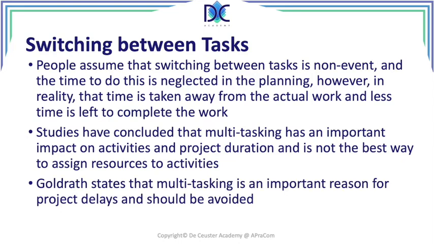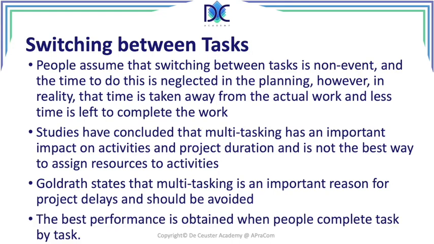Now, Goldratt states that multitasking is an important reason for project delays, and it should be avoided. The best performance of people is obtained when the people complete the activities one by one. They work on one activity, they finish it, then they go to the next activity, they finish it, and so on. But they don't work on activities in parallel. So that was it. Multitasking.